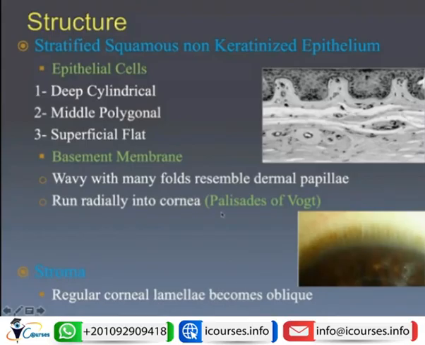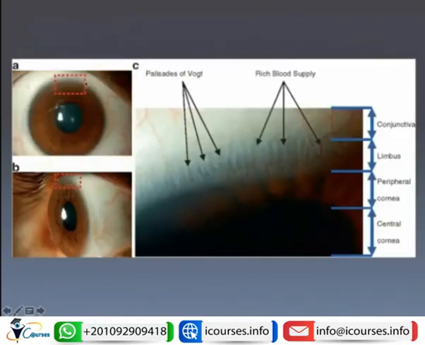Just an important clinical aspect about the palisades of Vogt. So here is the location of palisades of Vogt. As you can see, like enfoldings at the location of the corneal limbus. And it has an important clinical and surgical aspect, as the presence of healthy palisades of Vogt denotes that there are normal stem cells. So the stem cells of the cornea, which are responsible for regeneration of the corneal epithelium, originate from the limbal stem cells.